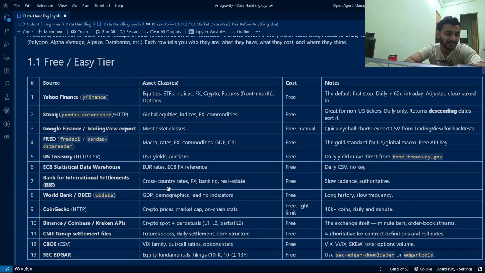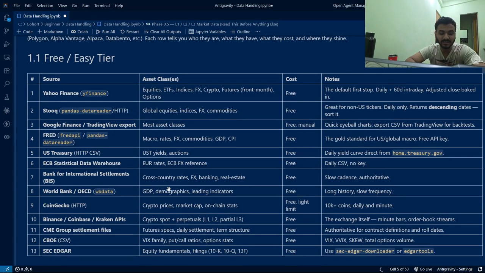Then you've got your FRED API for macro rates, FX, commodities, GDP, CPI, right? Basically, your red folder news. It's the gold standard for US and global macro. You will get a free API key. Then you've got US Treasury. That's for US Treasury yields, options. You use it for the daily yield curve directly from home.treasury.gov.